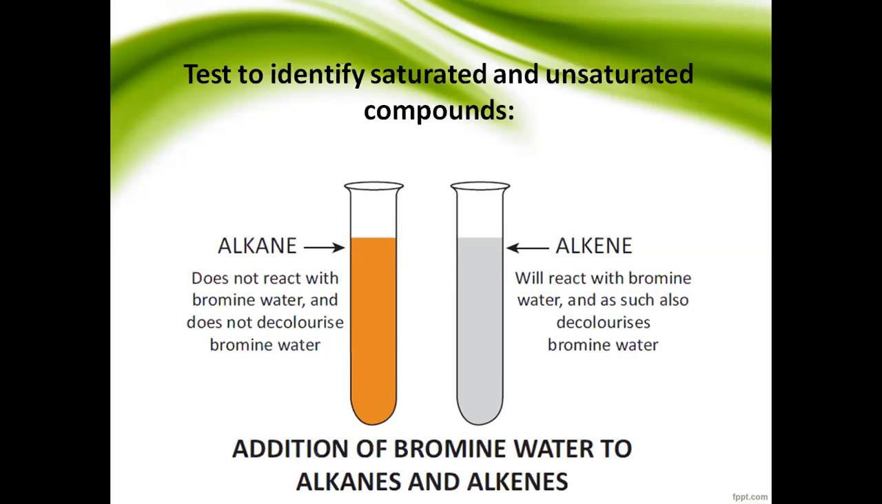So we take the given solution, we take an alkane and an alkene. Okay, so add a few drops of bromine water to the given solution. Observe any changes in these solutions. Okay, if we have a given unsaturated solution, it will decolorize bromine water.